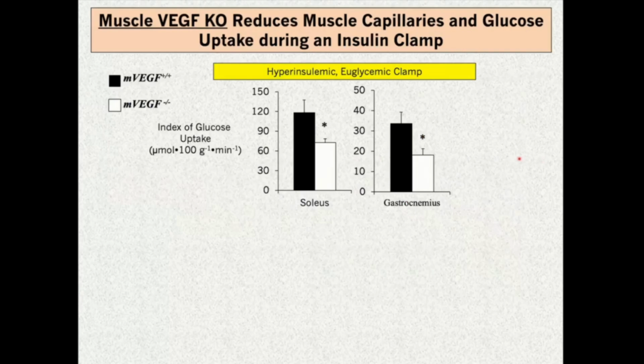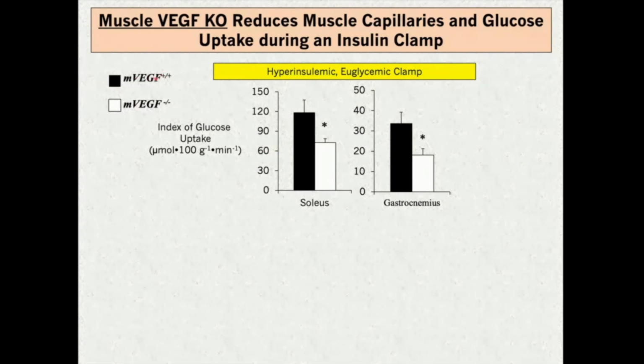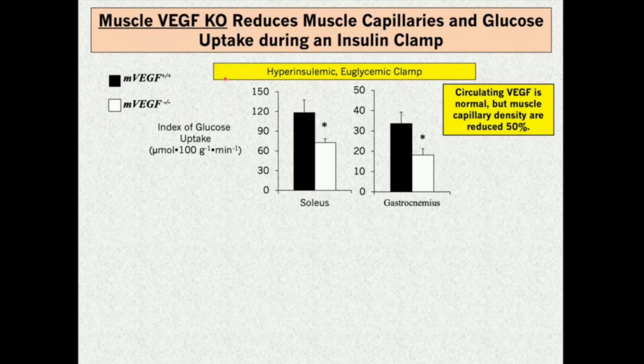So using this method, we studied the effect. We used a model that results in a decrease in muscle capillaries. So these are lean, otherwise healthy mice, but we knocked out VEGF specifically in the muscle. And what that does is it results in normal circulating VEGF levels, which is an important angiogenic hormone.